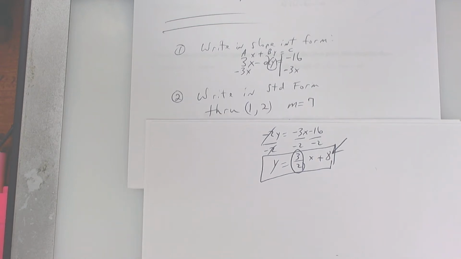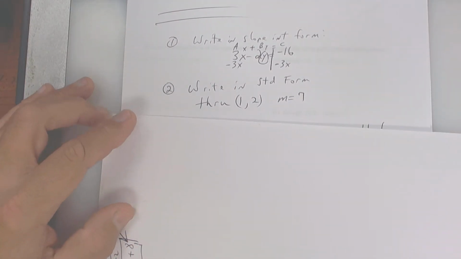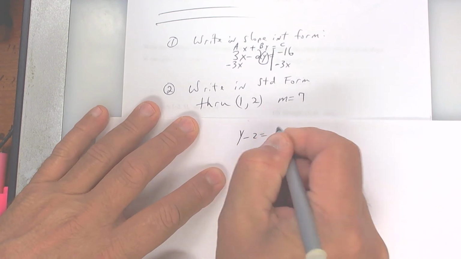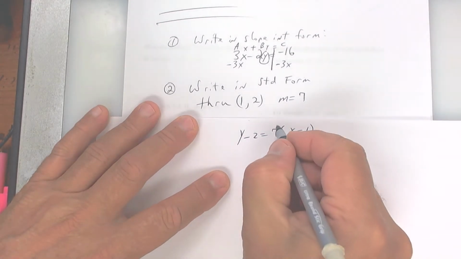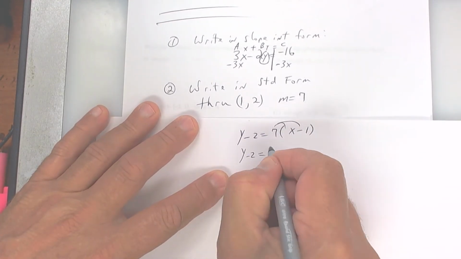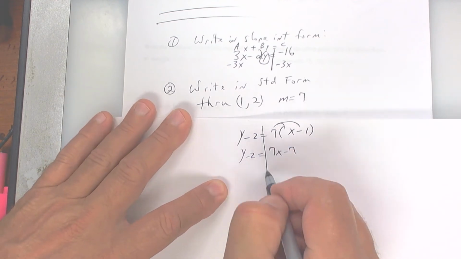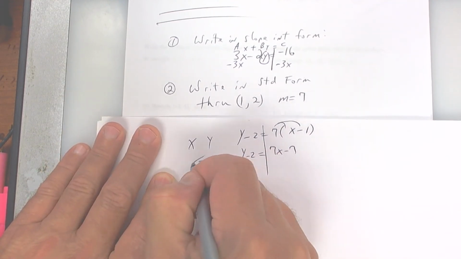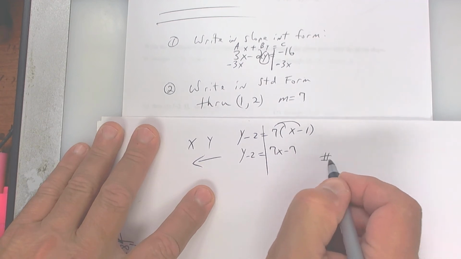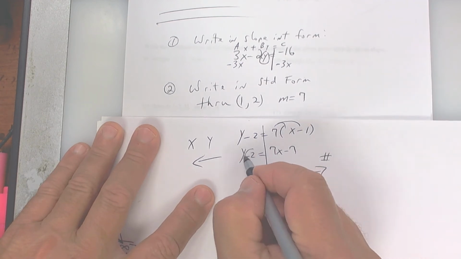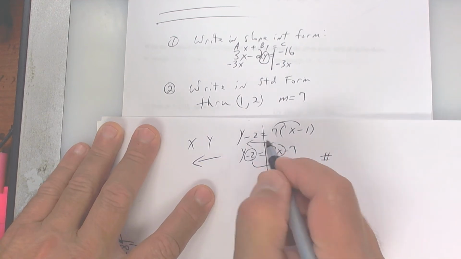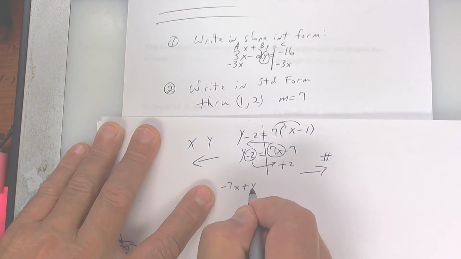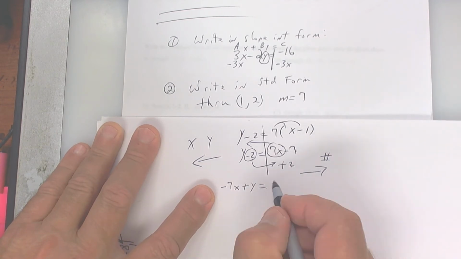Write in standard form. Standard form, you have to first put it in point slope. So you're going to say y minus your y equals your slope, and x minus x. Once you do point slope, you want to distribute. And then you want to get the x and y on this side and the number on this side. So you want to move the number, which is a negative. It's going to become a positive. You're going to move the 7x over here, and that becomes a negative. And then -7 plus 2 is a -5.